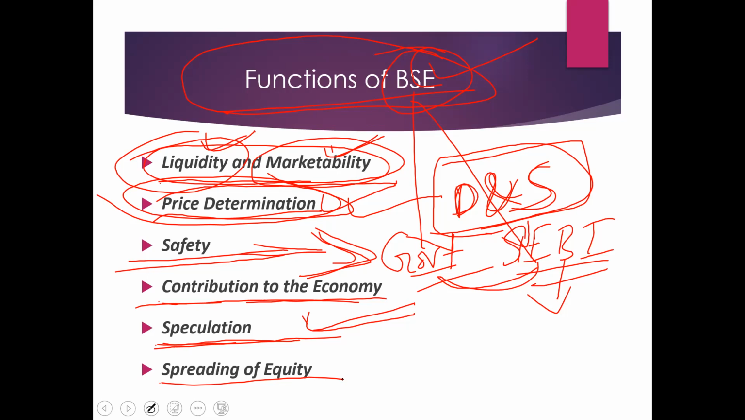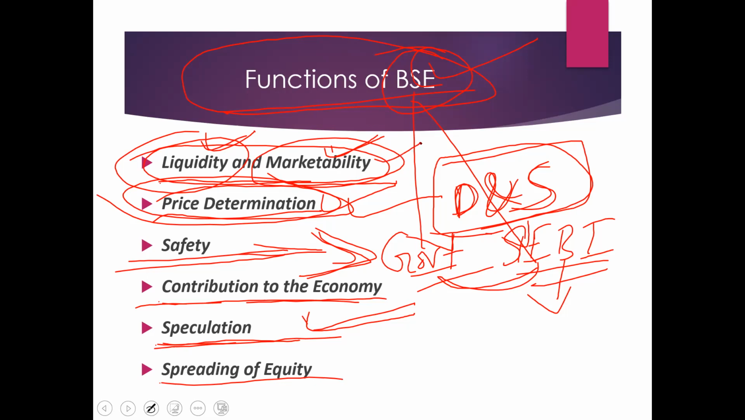The idea is to get more public investors and spread the ownership of securities for the benefit of everyone. So all the members are going to get the benefit due to the wider spread of securities. Is it clear? Hope you understood all the functions of BSE.